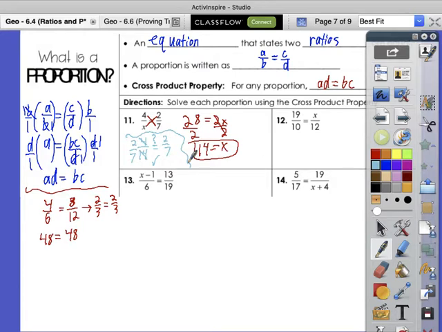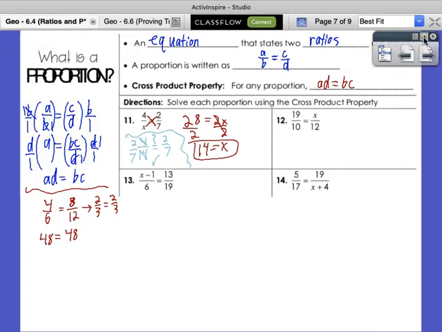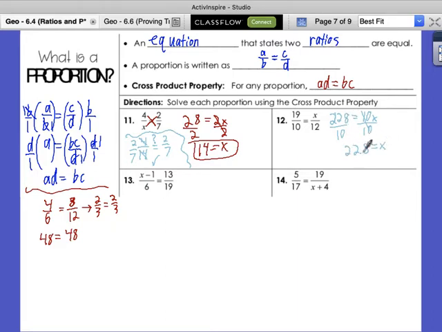So this one, we do 19 times 12, which you said is 128, or 228, excuse me. And then 10 times x is 10x. So now we divide by 10. And this one you might not need a calculator, because dividing by 10, we can use the rule of decimals, or we can move the decimal over, and get 22.8 is equal to x. If you use a calculator, nothing wrong with that either.